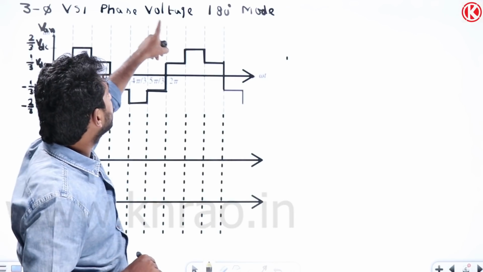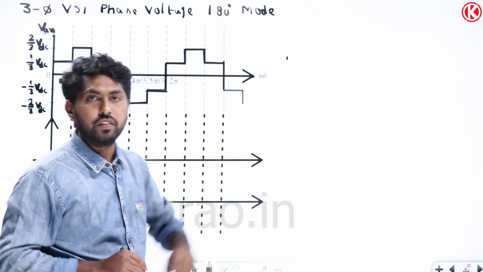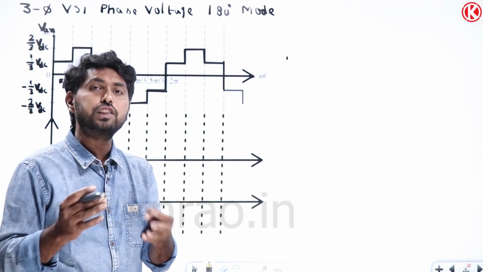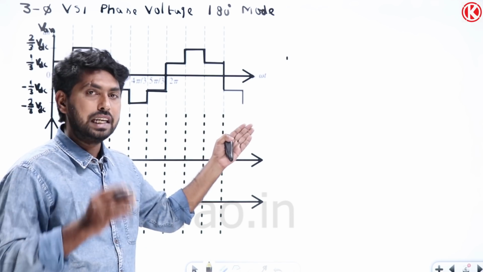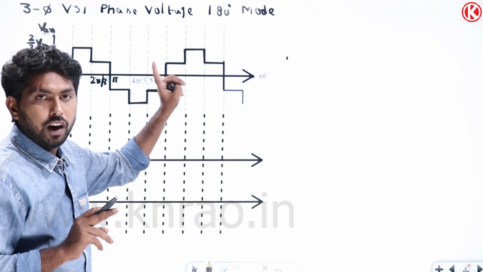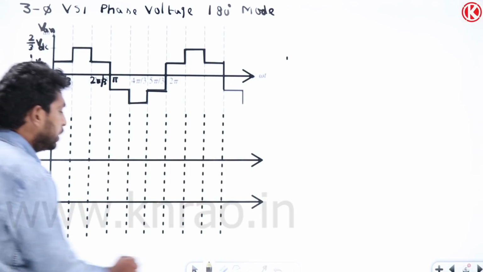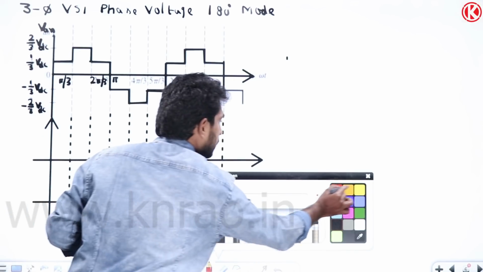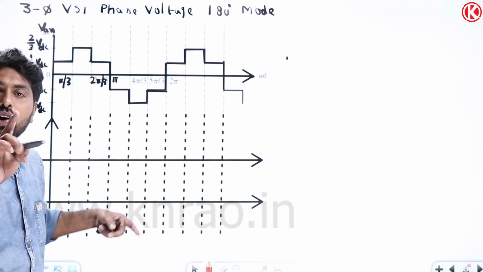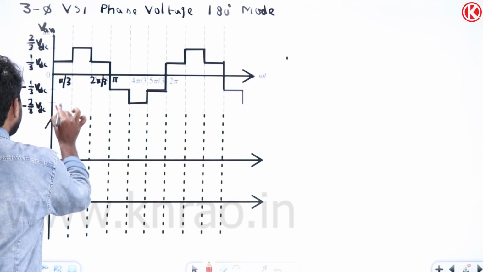This is the output phase voltage of a 3-phase voltage source inverter for 180 degrees mode of conduction. With these basics, we know that we have derived the 3 waveforms. From those I will take 2 waveforms and derive the output voltage expression for this one. How can I derive it? Observe here, let me represent it with another color. If you observe this waveform, it is the combination of 2 waveforms. Observe here, let me put this as VAN1.